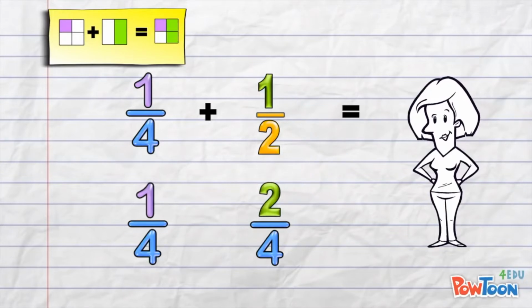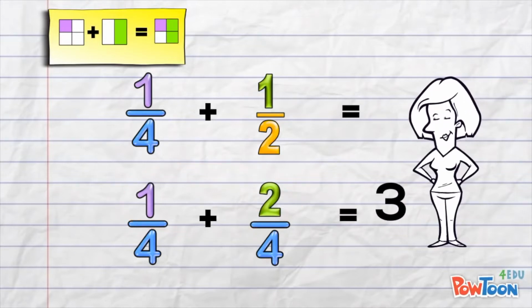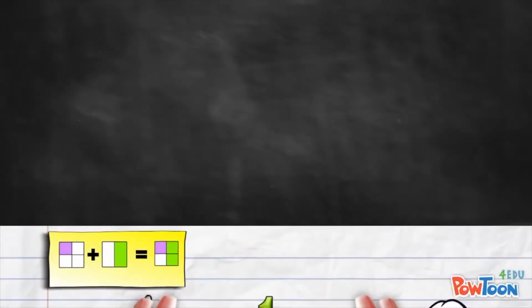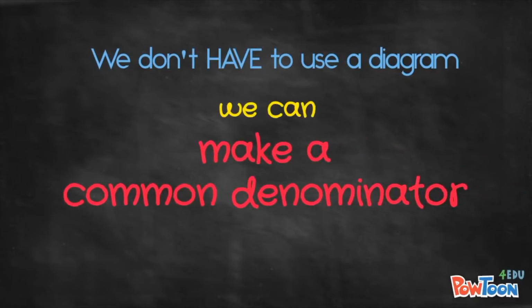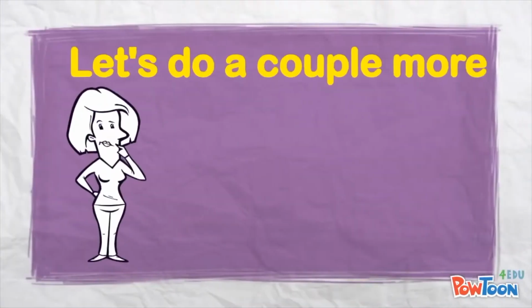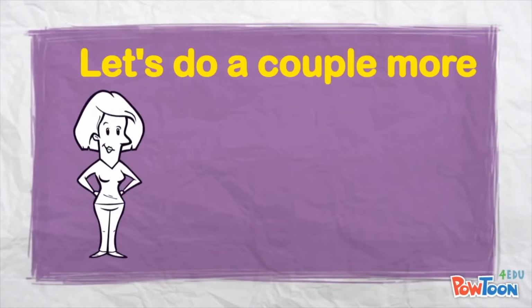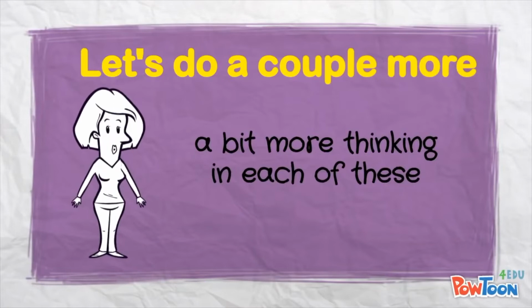Now it's very easy. We just add the numerators. 1 plus 2 is 3. Keep the denominator and we're all done. 3 quarters, just like you saw when we did this problem using the diagrams. You can see we don't have to use a diagram. We can make a common denominator instead. That's easy enough, isn't it? Let's do a couple more to make sure you're okay with this. And obviously, there will be a bit more thinking in each of these because I don't want you falling asleep if you think it's too easy.